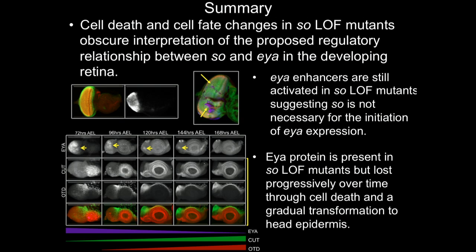So just very quickly to summarize, the take-home message from this is that cell death and cell fate changes in Sine-Oculis loss-of-function mutants are obscuring our interpretation of the proposed regulatory relationship between these two genes. And in support of this conclusion, I've shown that the main cis-regulatory elements responsible for Eyes absent expression are still expressed in Sine-Oculis loss-of-function mutants, but more importantly, Eyes absent protein is still expressed in these clones, suggesting that SO is not necessary for the initiation of Eyes absent, and that instead the protein is being lost progressively over time through cell death and a gradual transformation to head epidermis.